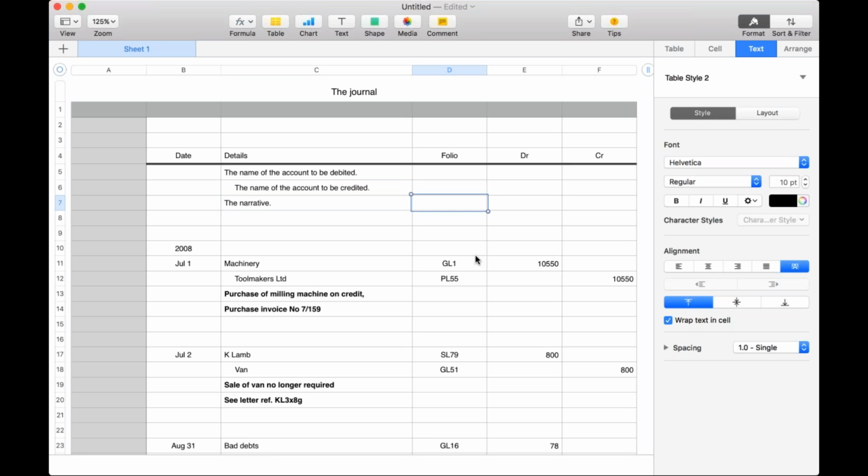And then we've got the folio column, where, as I say, we enter a reference, and we've got debit and credit, which is our normal accounts. So what we're going to do is just look at 3 transactions that we need to use the journal for.